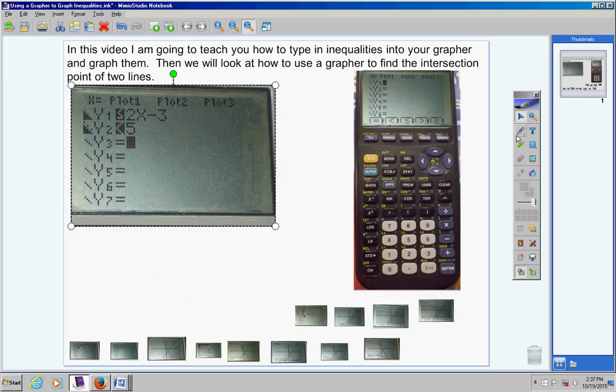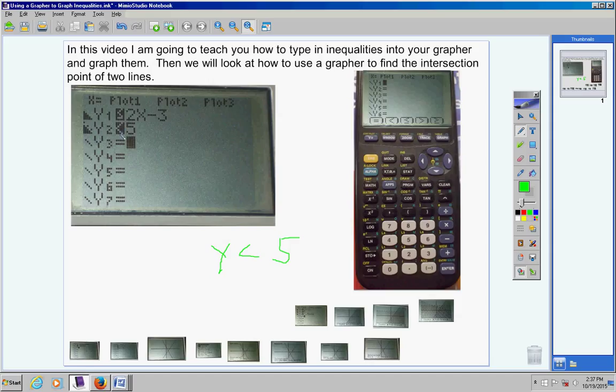You want to type into your inequality y is less than 5. We already have y, okay? We already have that. So now it's going to be less than 5. So move your cursor over to the right here and type in 5.